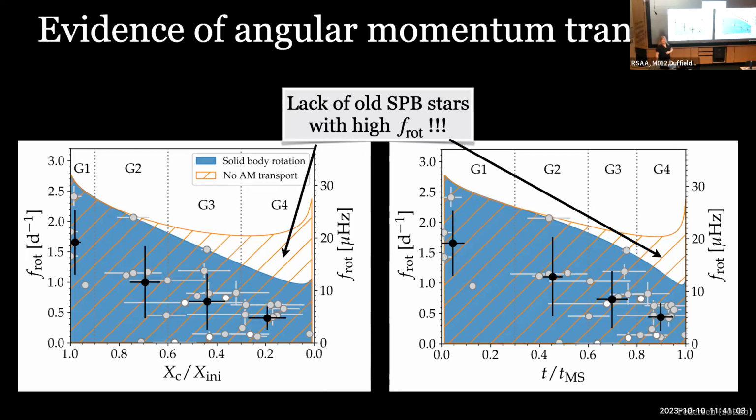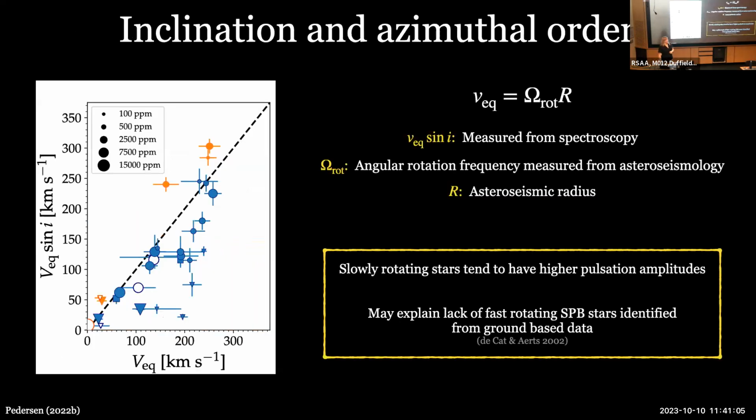Now there's something else we can do now that we have the rotation rate of the stars, and that is we can actually measure what the inclination angles of these stars are for the oscillations with respect to how we are viewing the stars. And we can do that because we have V sin i measurements from spectroscopy. From asteroseismology, we have a rotation frequency measurement. And for the stars where we've done asteroseismic modeling, we also have a measurement of the radius of the star from asteroseismology.